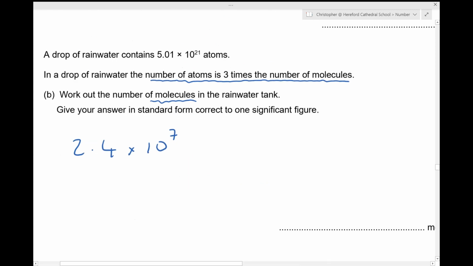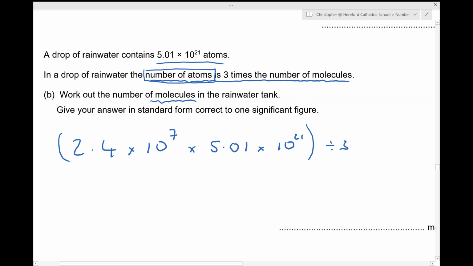Now, each of those drops contains this many atoms. So I'm going to multiply that by 5.01 times 10 to the power of 21. And that tells me how many atoms it is. Now, the number of atoms is 3 times the number of molecules. So to get the number of molecules, I'll need to divide that by 3. So that's what I'm going to put into my calculator.